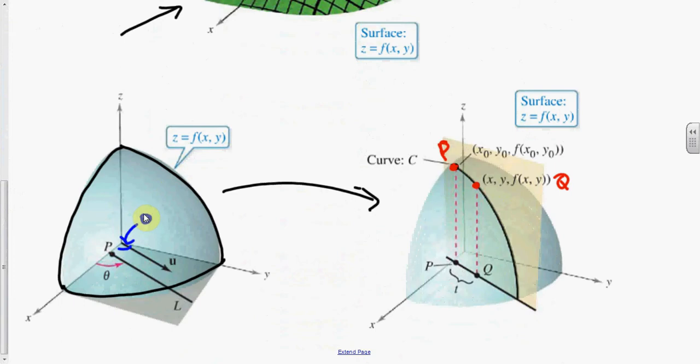So we want to be able to find a formula to calculate the directional derivative at P in the direction of Q, or tantamount to saying, find the directional derivative of the function f at P in the direction of U, because U is said to be parallel to PQ anyway. So whether I talk about PQ or U, I'm talking about the same thing, because these lines are parallel.